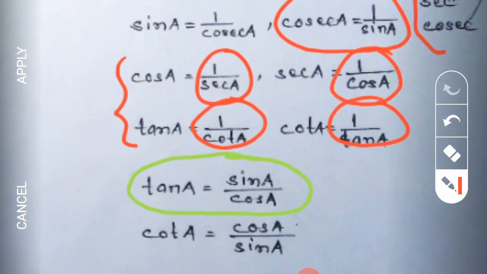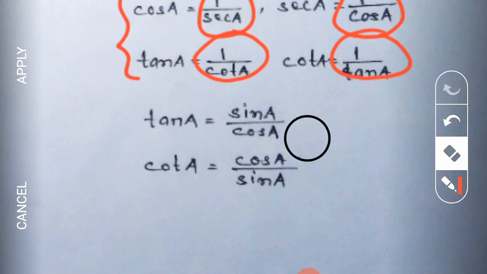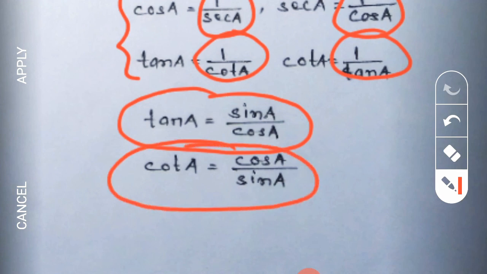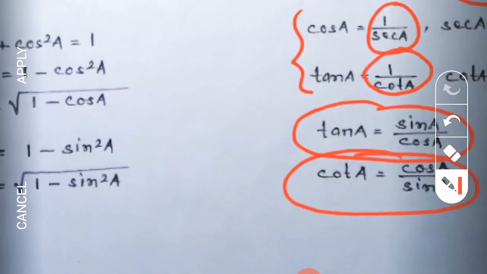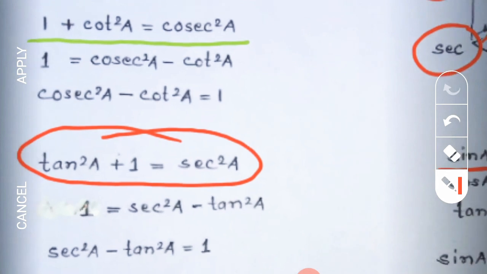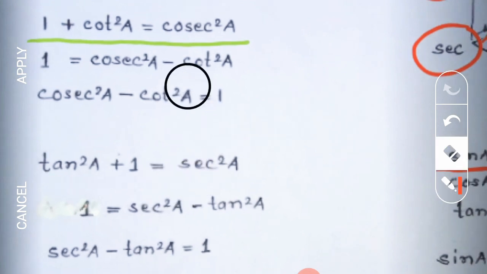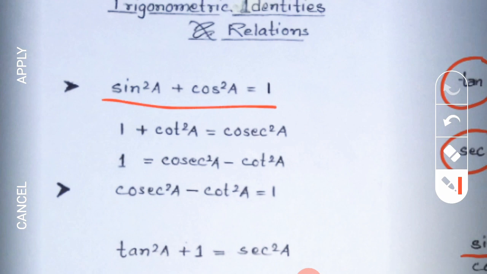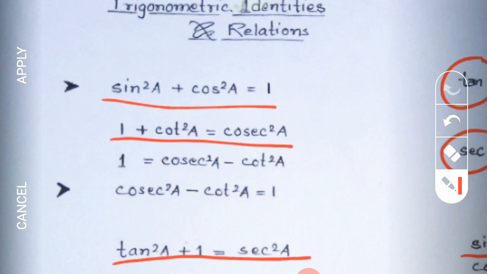So these are the relations or identities, and 2 more extra identities are there. You will have to keep them in your mind. Tan a is always equal to sin a by cos a, and cot a is equal to cos a by sin a. So these identities are very important. You must have knowledge of this, otherwise you won't be able to solve the sums of the next exercise. So I would like to remind you, this is our first identity, this is our second identity, and this is our third identity.